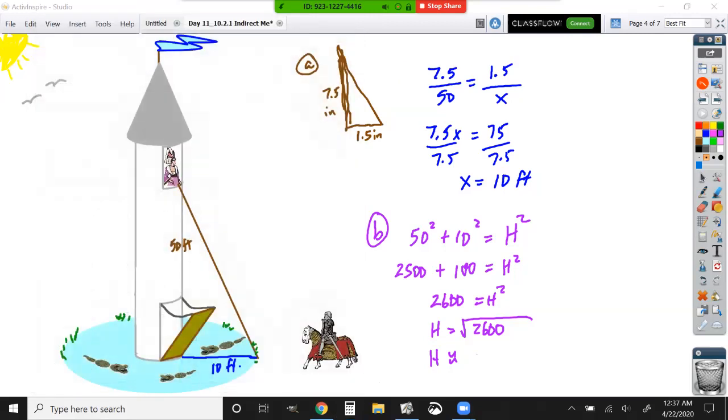So he has 51 feet exactly, but he still needs a little tail end to tie on the ground and to tie up here. It says he needs an extra 2 feet. So he needs 53 feet of rope.